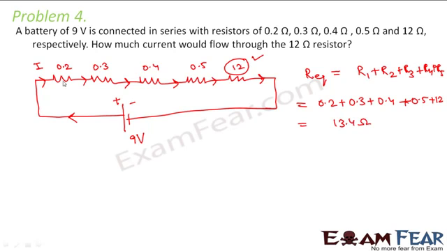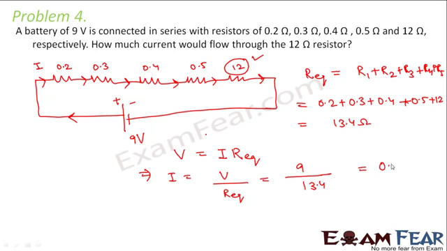Now applying Ohm's law to this circuit, what do we get? The net potential difference of the circuit, V, will be equal to I, the current flowing through the circuit, into the equivalent resistance of the circuit. So from this we can say I will be equal to V divided by R equivalent. So V is 9 volts divided by 13.4 ohms. So this is equal to 0.671 amperes. So 0.671 ampere current will flow through each of these resistances. So this is the amount of current which will flow through the 12 ohm resistor as well.